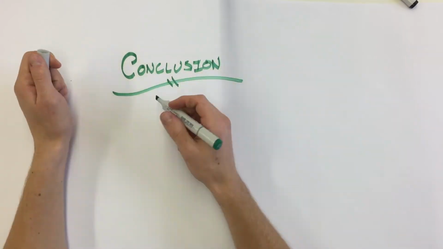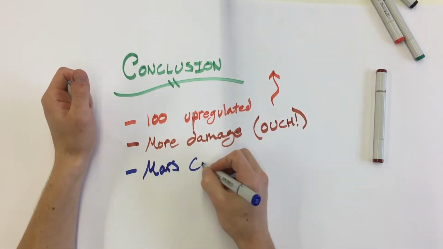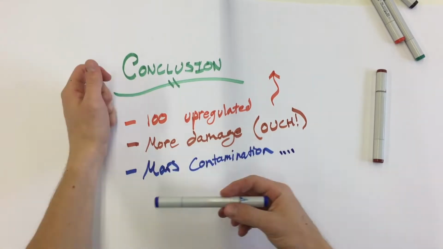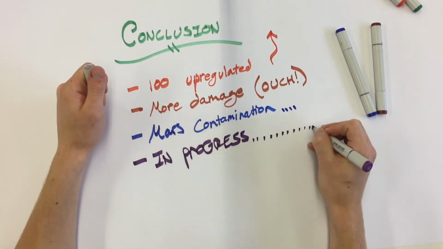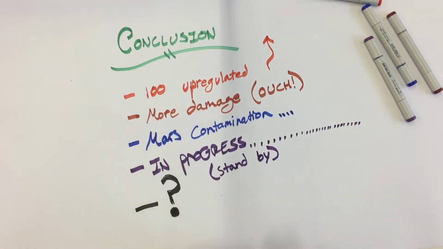Now, the conclusion for this experiment was that over 100 genes were upregulated, and the space exposure caused more damage than did the Mars environment. Upon arrival to Mars, potential forward contamination would have occurred, and the characterization of individual gene candidates is still in progress.